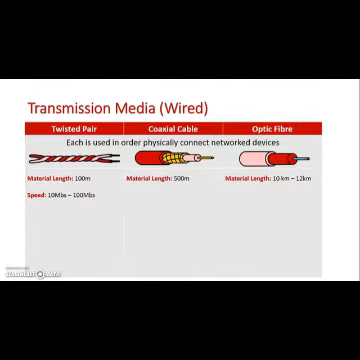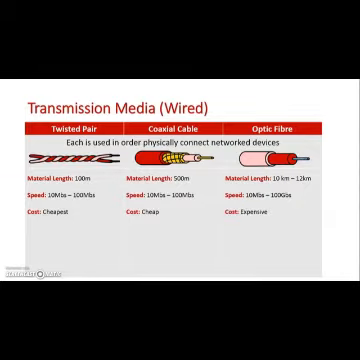The speed is about 10 to 100 megabytes per second for a twisted pair. Same for coaxial cabling. Optical fiber, 10 to 100 gigabytes per second. Hundreds of times larger. Twisted pair is the cheapest, but coaxial is also very cheap as well. But optical fiber is quite expensive to set up, and it's also very delicate, so you've got to be very careful when using the actual type of cabling.